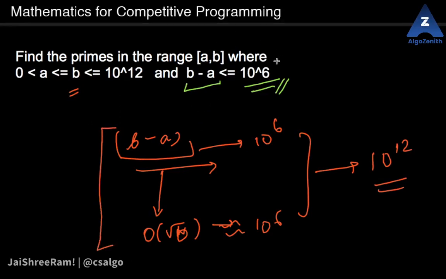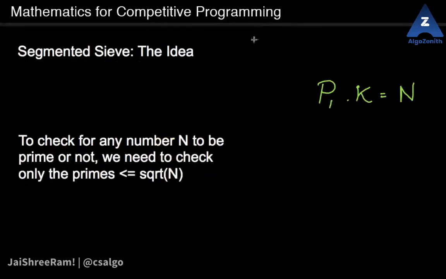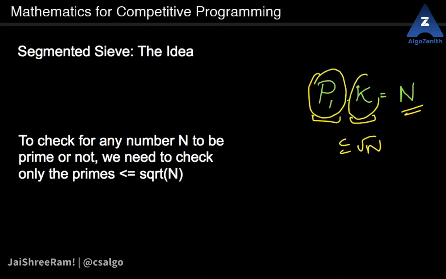So there is an idea which is a derivative of the sieve that we have discussed, which is called the segmented sieve. The basic principle that the segmented sieve works on is, for any number n to be prime or not, we need to check only the primes less than or equal to square root of n, right? Why? Because let's say n is not prime, that means n can be written as some prime multiplied by k, and one of these two will be less than or equal to root n, right? Now if one of them is less than or equal to root n, then either this prime is less than or equal to root n or this k is less than or equal to root n.